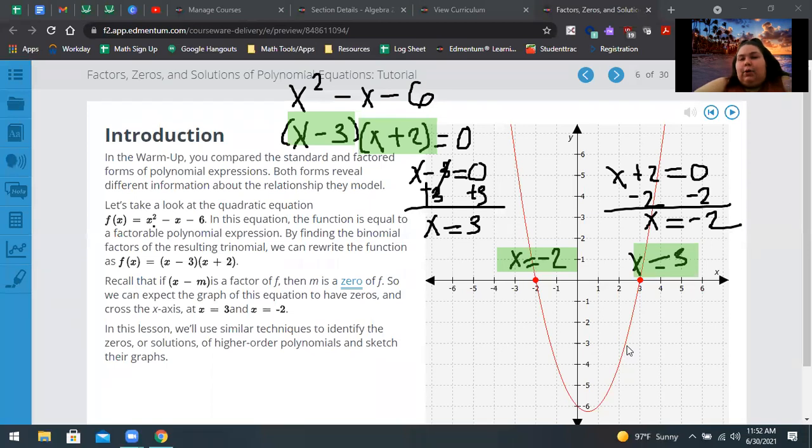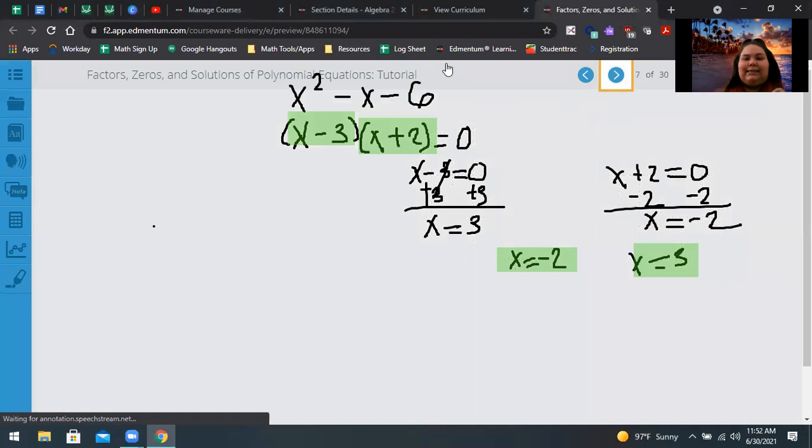So it's just something to point out to make your lives a little bit easier when it comes to that. But again, you need to write out your steps. Go ahead and do so. Let's go ahead and take a look at slide 7.